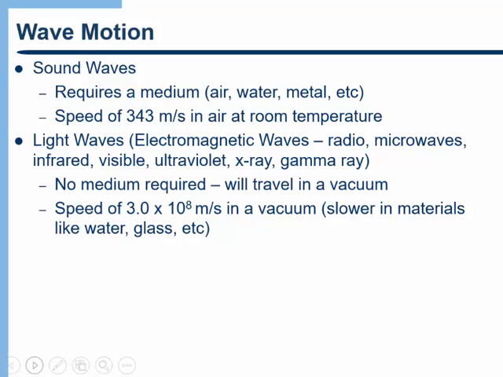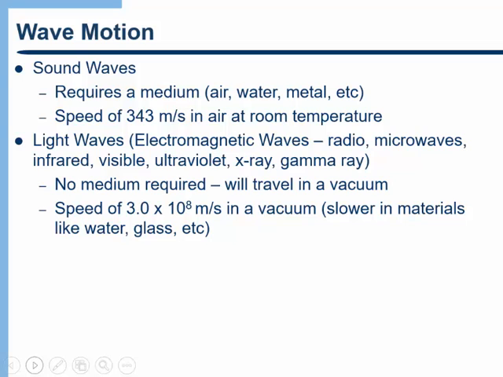So for electromagnetic waves, no medium is required. We know that light will travel through a vacuum because if it didn't, we wouldn't be able to see the sun. All electromagnetic waves travel at a speed of 3 × 10⁸ meters per second in a vacuum. When a light wave goes into a material like water or glass, then it will travel slower. But in a vacuum, the speed is the same for all types of electromagnetic radiation.